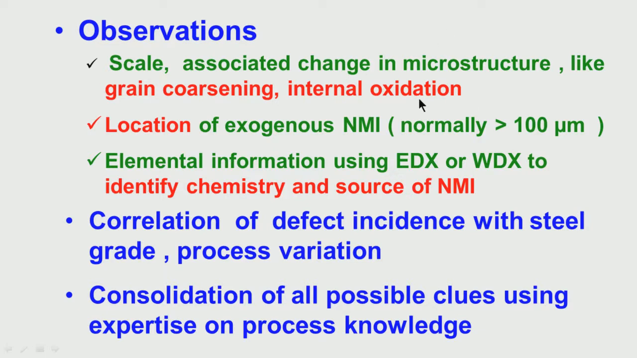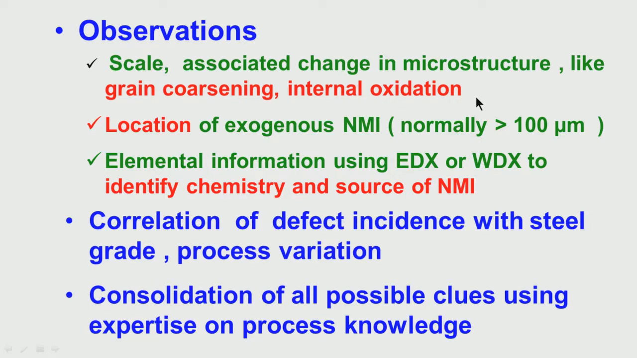What does it mean? That means that the defect has got exposed at a certain stage, then only there can be internal oxidation. Surface oxidation can be explained, but why will there be oxidation at the interior of a product? That means there must have been certain exposure of the defect zone. So that is why scale has formed, that is why internal oxidation has formed, that is why grain coarsening has taken place. So these are all indications that there has been some exposure of that area.